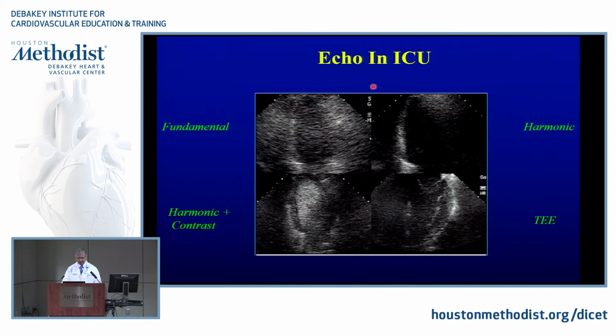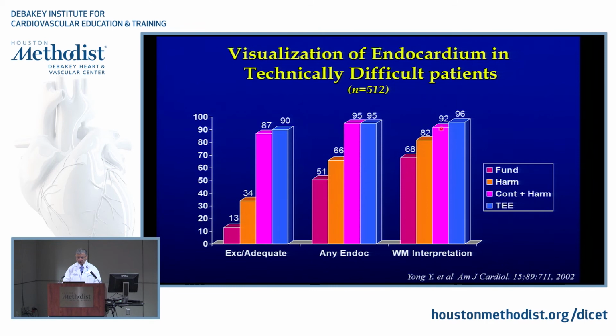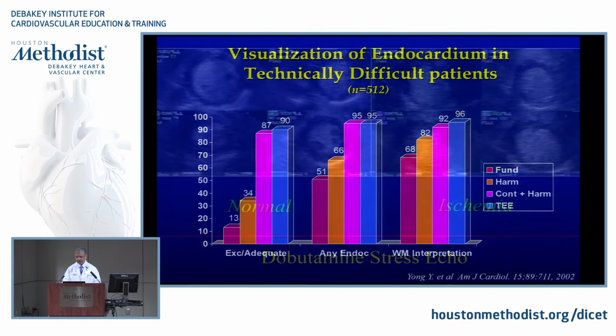This is an early study by Yongki Young. He's now in Corpus Christi, I think, about 15 plus years ago. This is in our institution, technically very difficult patients coming in to the ICU. More than 50% of the heart not seen. Harmonic, contrast plus harmonic, right? And then TEE as a gold standard. So that's what you see here, fundamental, harmonic, plus contrast, and then transesophageal as your gold standard in the ICU setting. And indeed, if you use contrast plus harmonic compared to TEE, you can tell really the regional as well as global function much better.